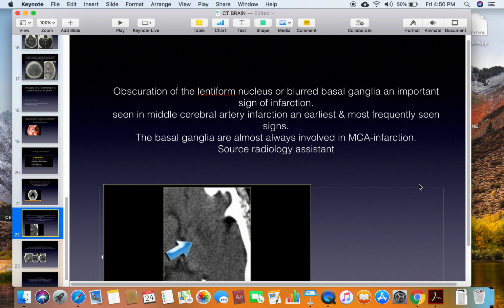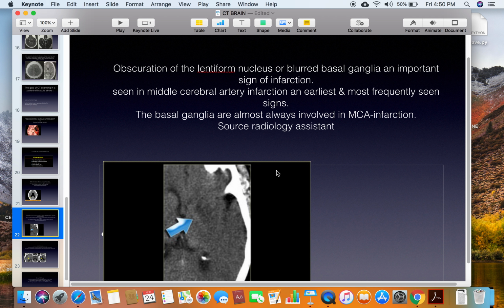Now, this is another sign that I was talking about. This is what is called the obscuration of the lentiform nucleus, or blurred basal ganglia. This is an important sign of infarction. This is seen in middle cerebral artery infarction. It's the earliest and most frequently seen sign, and the basal ganglia are almost always involved in the MCA infarction.